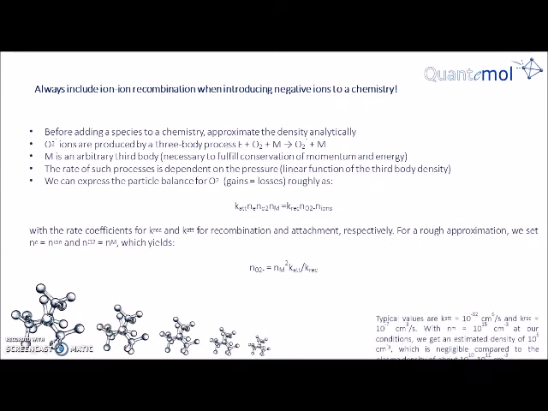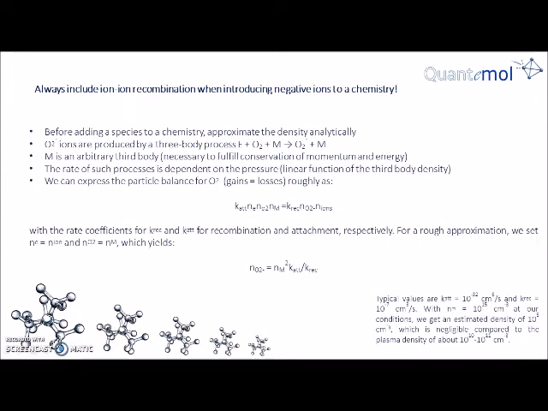Please note, before adding any species to a chemistry, it is worthwhile to approximate the density analytically. Consider the mentioned O2 negative ions. They are produced by a three-body process, e plus O2 plus M, making O2 negative plus M. M is an arbitrary third body. Its presence is necessary to fulfill both conservation of momentum and energy. The rate of such processes is highly dependent on the pressure. In this case, it is a linear function of the third body density.